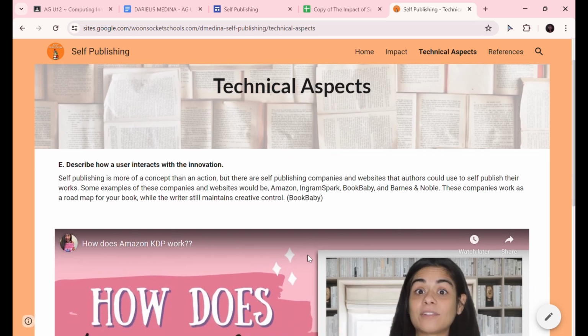E. Describe how a user interacts with the innovation. Self-publishing could be considered more of a concept than an action, because it really is just an author taking all of the steps themselves to publish a book. But there are also companies that assist in self-publishing, more like a roadmap that you follow in publishing your own book. But a lot of the time, self-publishing is what the author does by themselves, and they publish the book and get it out there, either by putting it on Amazon or just letting other people know.